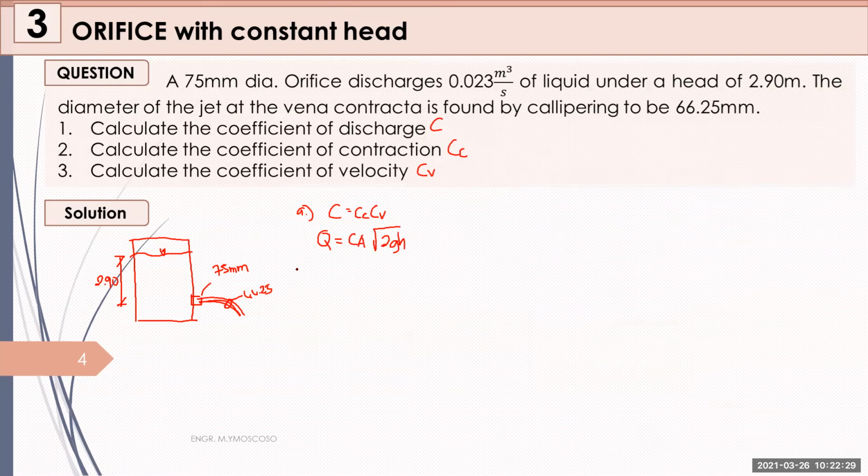So by this, alam natin yung magiging discharge. That would be 0.023 is equal to your C times the area of your orifice. That would be pi over 4 times 0.075 squared times square root of 2G times your H is 2.90. Your G would be 9.81. So therefore your C is equal to 0.69. Kindly pause na lang and check if the value is correct.